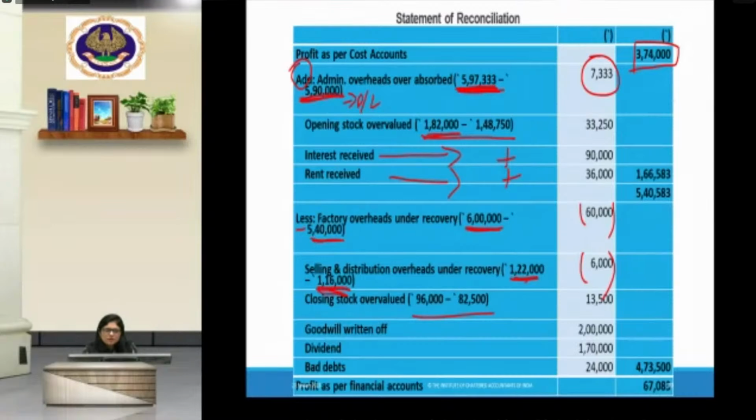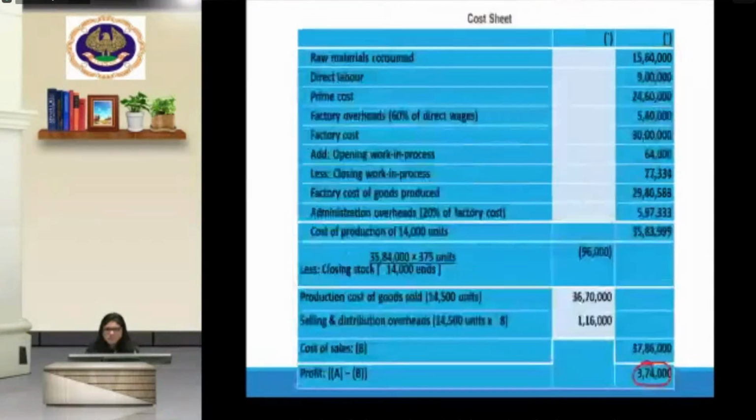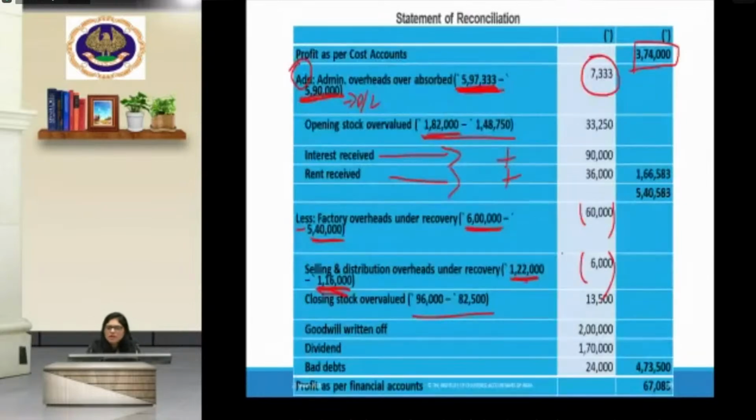In the profit or loss account, closing stock was 82,500. You have charged it as 96,000. See, you have charged it at 96,000. You have overvalued the closing stock. So deduct it. Clear? Closing stock has increased the profit.